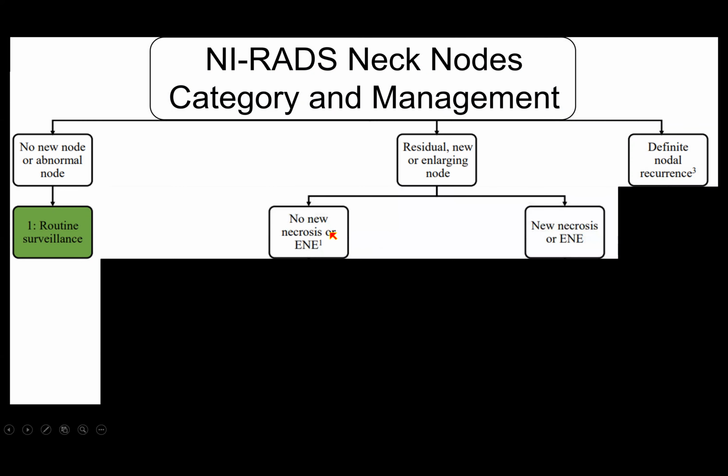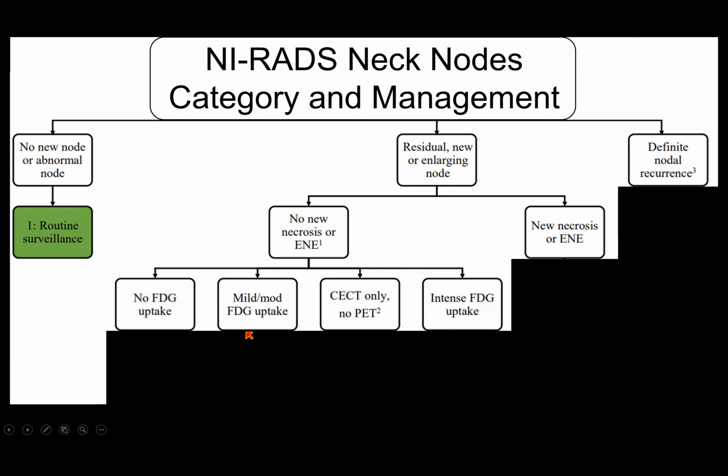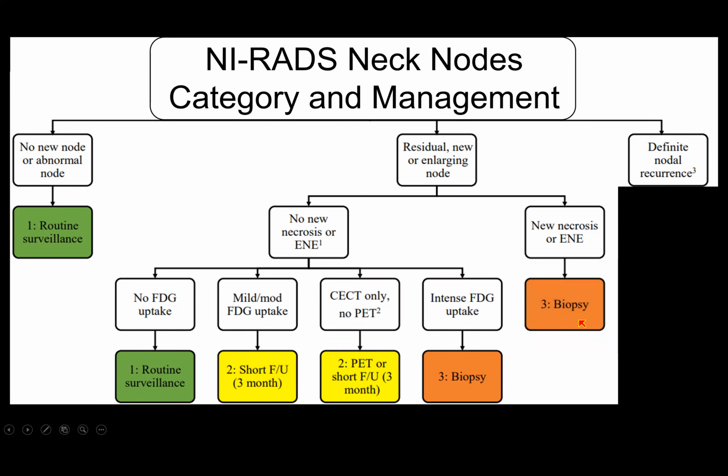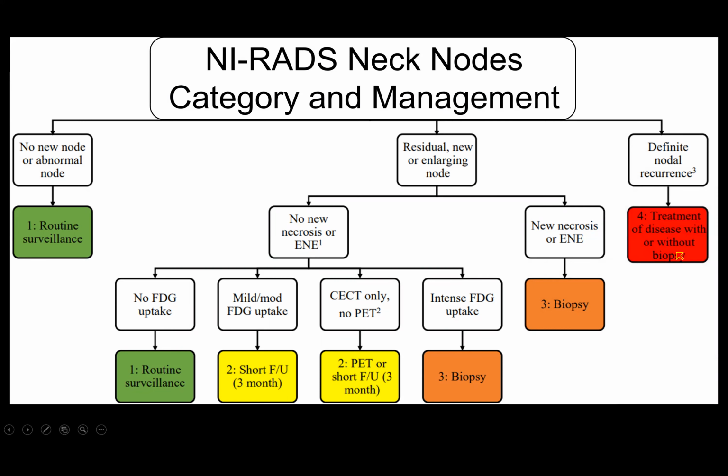If there is new, we think about necrosis or extranodal extension. If there's none of that, then we look at the FDG uptake. If it's intense, we're going to biopsy it. If there's no uptake, routine surveillance. And again, if it's mild to moderate, we may do a follow-up on that patient. If we do see new necrosis, we're probably going to want to stick a needle in that. That's going to be level 3. And it's definitely pathologic. We're going to think about treatment in that patient.